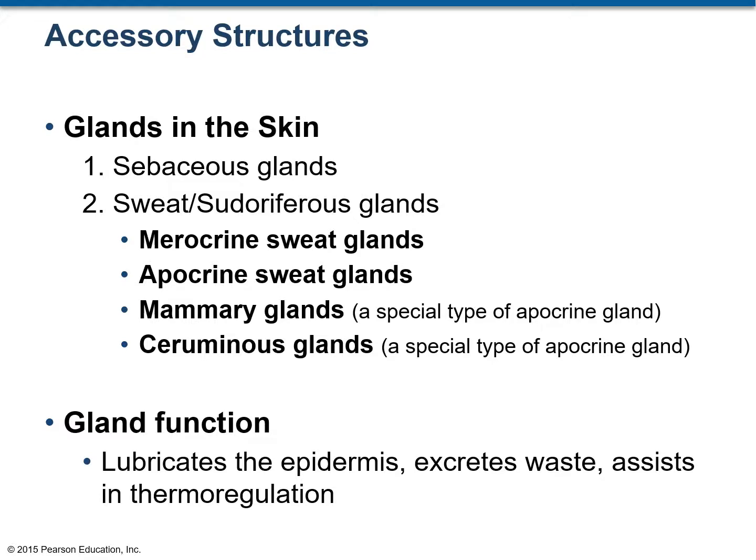We are done with hair, and now we are going to learn about the glands in the skin. There are two types of glands: sebaceous glands or oil glands, and the second one is sweat glands or sudoriferous glands. The function of these glands is to produce secretions, and these secretions lubricate the epidermis. Additionally, the glands also excrete waste, and so they are assisting in thermoregulation. Now there are four types of sweat glands that we are going to learn: merocrine sweat glands, apocrine sweat glands, mammary glands, which are a modified apocrine gland, and then ceruminous glands, which are also modified apocrine glands.